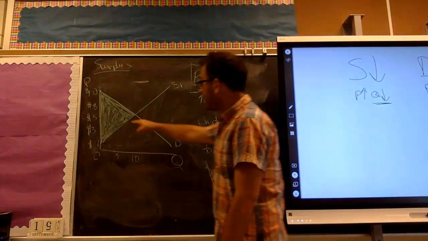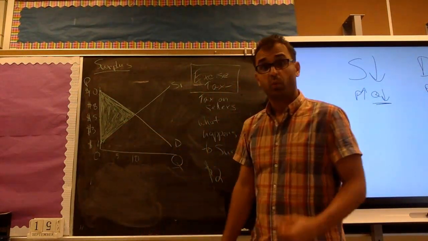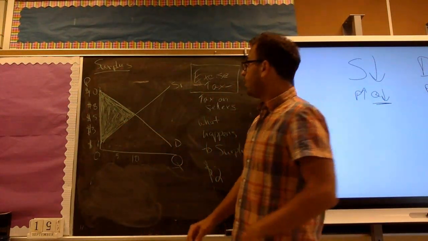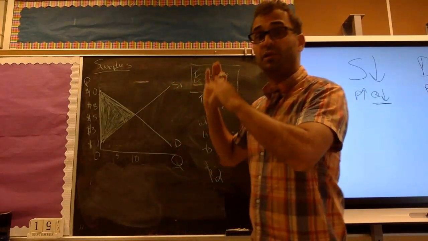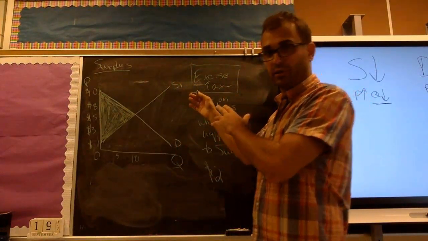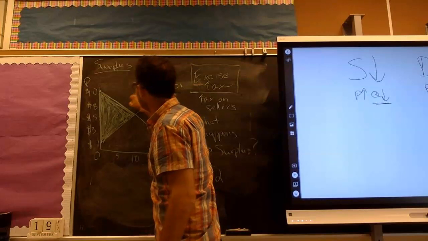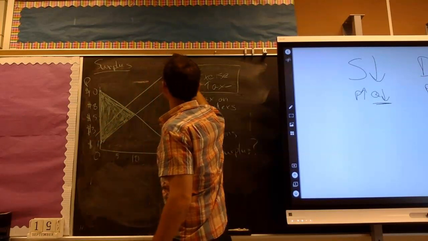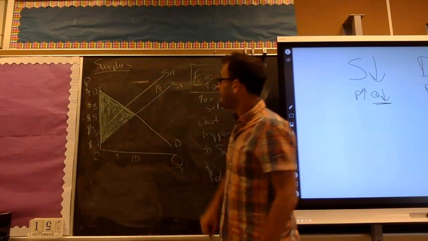So the shaded in area is my total surplus. What happens to total surplus? Well, supply is going to shift to the left by $2. They're not going to look exact, but let's say I shift to the left by $2. Here's my S1, there's my S2, there's my arrow.